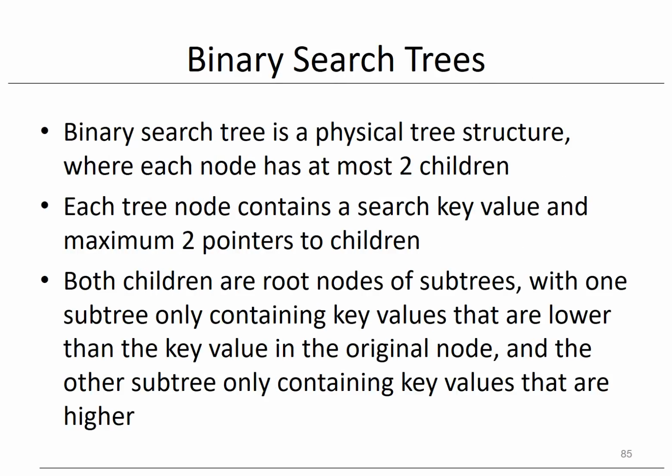The functioning of B trees and B plus trees is easier to grasp if we first introduce the concept of binary search trees. A binary search tree is a physical tree structure where each node has at most 2 children. Each tree node contains a search key value and maximum 2 pointers to children. Both children are the root nodes of subtrees, with one subtree only containing key values that are lower than the key value in the original node, and the other subtree only containing key values that are higher.